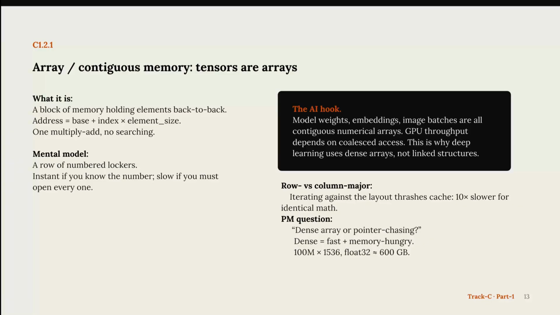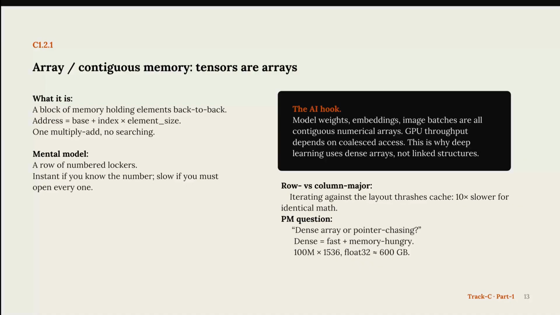Okay, iterating against the layout thrashes cache, 10 times slower for identical math. That's how different it becomes. Okay, in between knowing the array's address and not knowing the array's address, there's a huge difference. We know that arrays are laid out row by row or column by column, and if you had to iterate against the layout, it will become 10 times more time consuming if you didn't know the address.